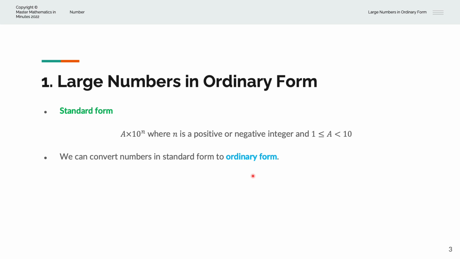Let's consider an example. With a large number, 8.2 times 10 to the power of 5, 8.2 is between 1 and 10, and 5 is a positive integer, so this is in standard form. And so 8.2 times 10 to the power of 5 is equal to 820,000 in ordinary form. If the decimal is between the digits 8 and 2, multiplying by 10 to the power of 5 is where we move the decimal to the right by 5 digits. So we have 1, 2, 3, 4, 5, giving us 820,000 in ordinary form.